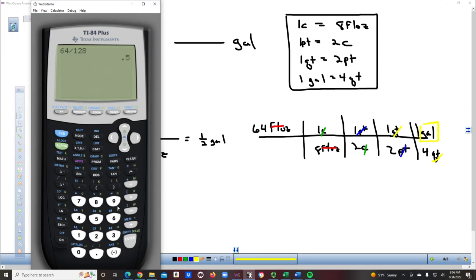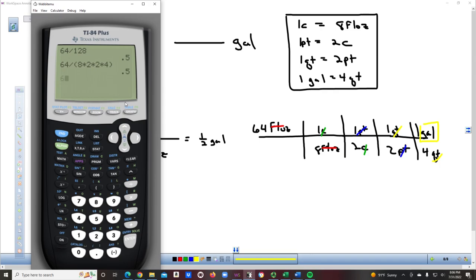We can come to our calculator, and we can say 64 divided by parentheses, and now multiply all those units together. 8 times 2 times 2 times 4. Whoa, forgot my times 4. Then close our parentheses, and you see we get 0.5 still.